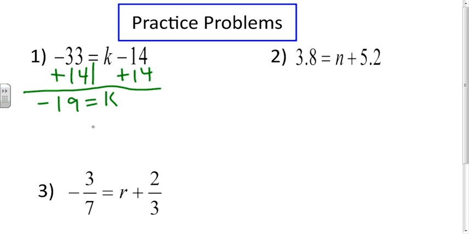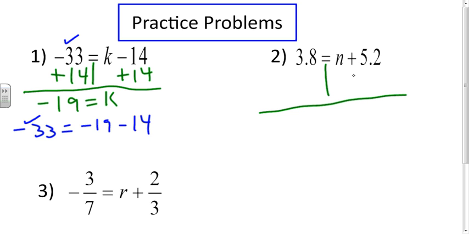To check my work, I'm going to substitute negative 19 for k and subtract 14. And when I solve this, negative 19 minus 14 is negative 33. So that checks out. In this next example, I've got 3.8 equals n plus 5.2.